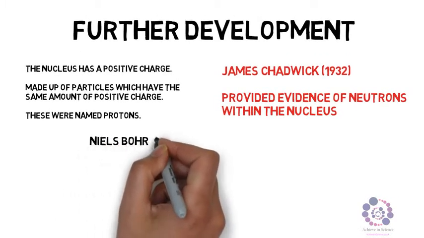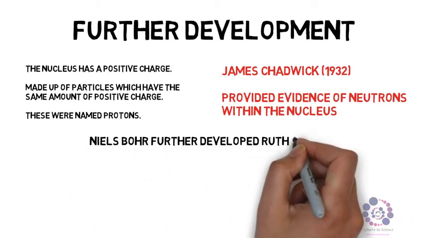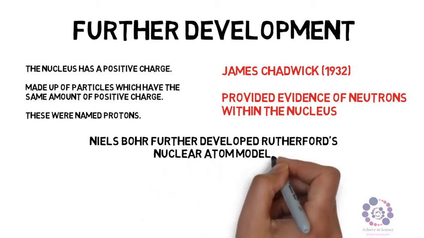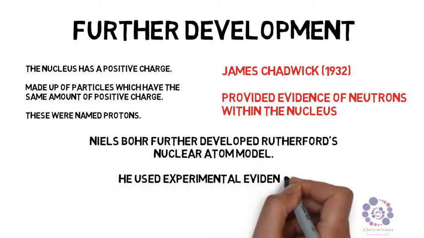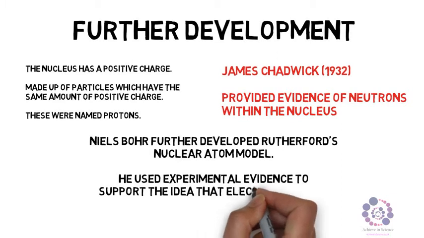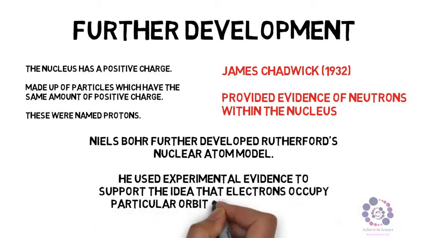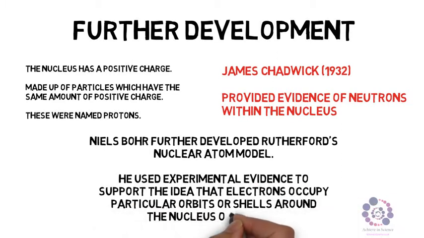Then, following this, Niels Bohr further developed Rutherford's nuclear atomic model. He used experimental evidence to support the idea that electrons occupy particular orbits or shells, as we refer to them, around the nucleus of the atom.